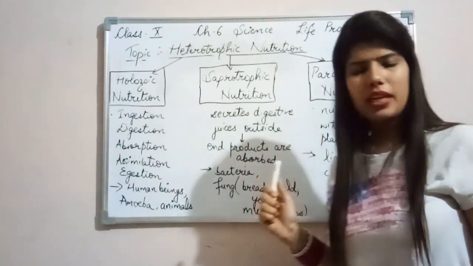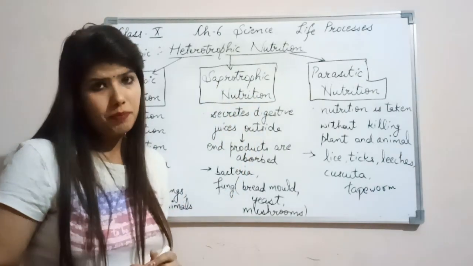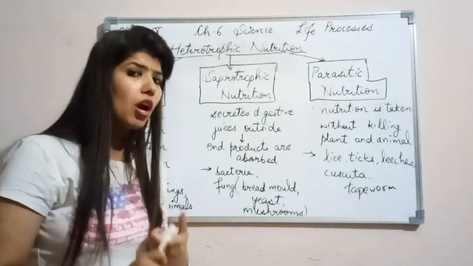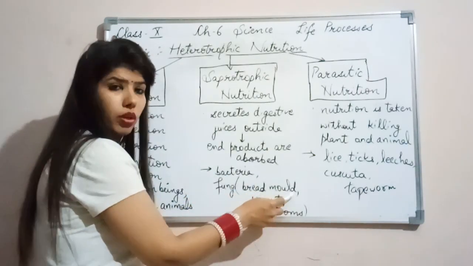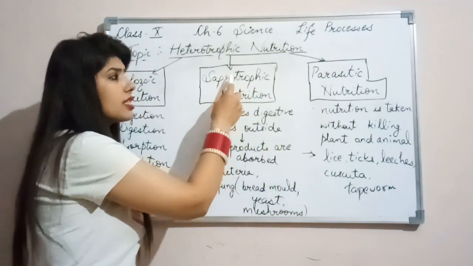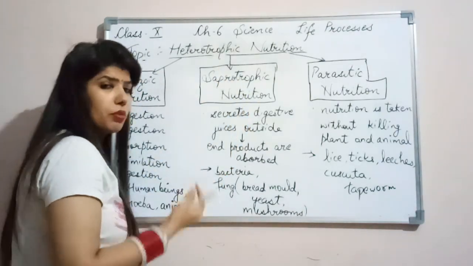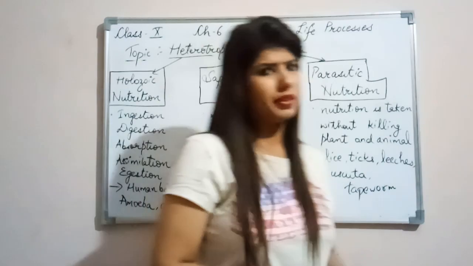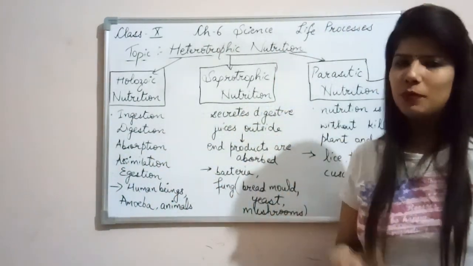So are you clear with heterotrophic nutrition? Please go with examples. The basic understanding should also be there. Whenever they give you an example, how will you answer? If they ask you about something like bread mold, which type of nutrition, then you mention saprotrophic nutrition, and in brackets you mention heterotrophic nutrition. Because it's better to specify the answers properly. So this is much for today. Thank you. Stay home, stay safe.